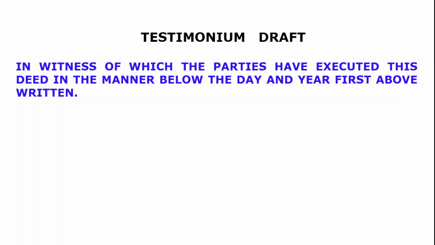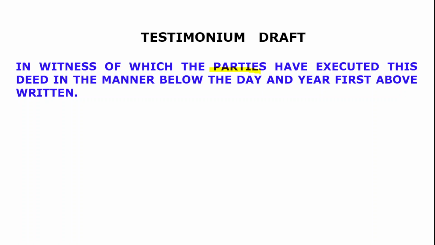When you are confronted with a question asking you to draft the concluding part of other examples of deed like lease, deed of legal mortgage, deed of sublease, you have to draft the testimonium this way: in witness of which the parties. Don't forget that a deed of assignment is an indenture, right? So in witness of which the parties have executed this deed in the manner below, the day and year first above written. When you look at this draft closely, it hints you that you are about to see the execution and the manner of signing by the what?